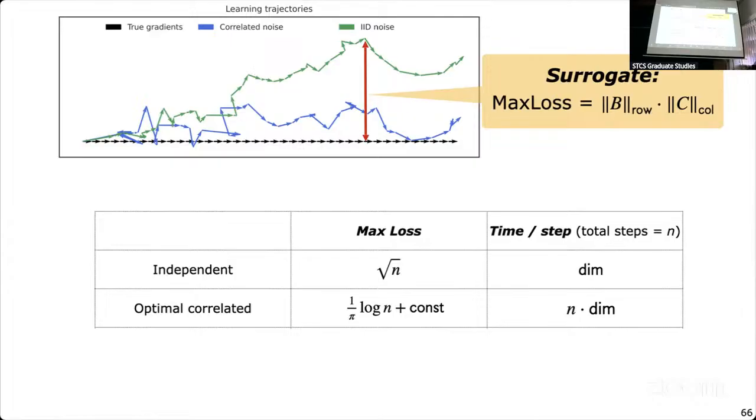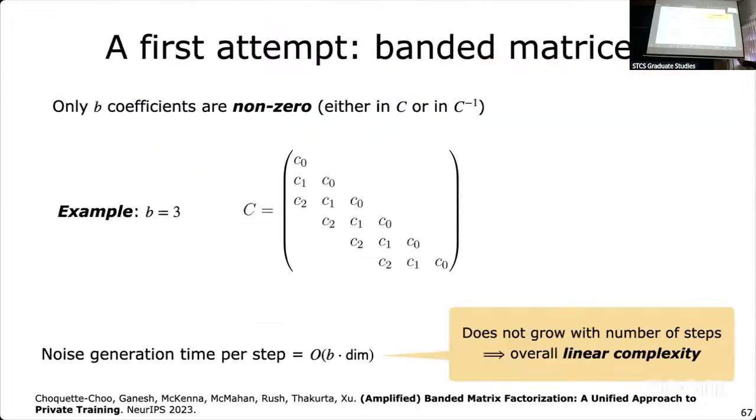This is just summarizing what we've discussed so far, nothing new in this slide yet. One approach which has been tried here is to take banded matrices, so essentially only enforce some number of non-zero elements. You can enforce that constraint either on the C matrix or on the C inverse matrix. From a computational perspective, nothing changes. From a max loss perspective, it is also the same because of the symmetry in the problem.